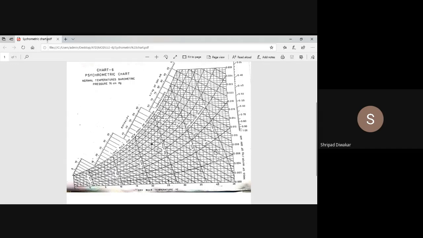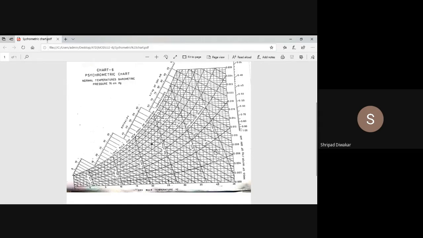Suppose my point lies in between these two specific volume lines. In that case, you are going to take the average of these two values, because we cannot tell this value or this value. You can see one point marked here. This point lies in between two lines. In that case, specific volume is 0.85 plus 0.825 divided by 2. That value you can take.